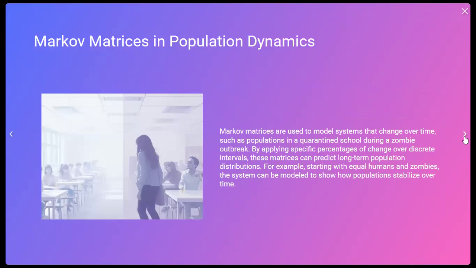Markov matrices in population dynamics. Markov matrices are used to model systems that change over time, such as populations in a quantized school during a zombie outbreak. By applying specific percentages of change over discrete intervals, this matrix can predict long-term population distributions. For example, starting with equal humans and zombies, the system can be modeled to show how populations stabilize over time.